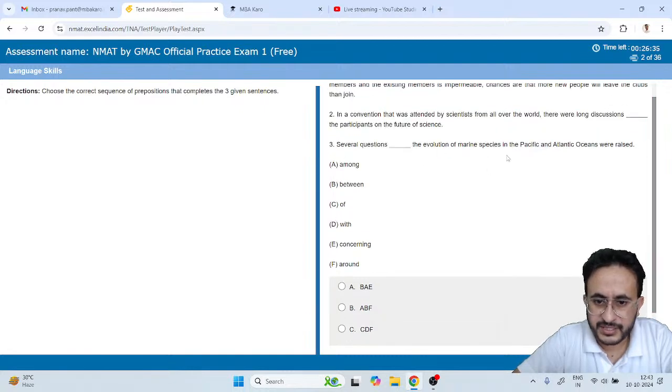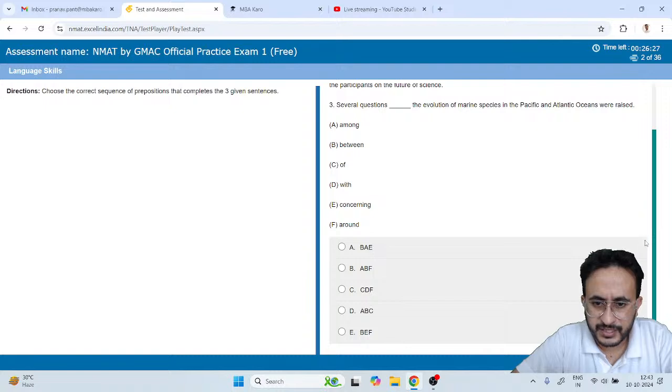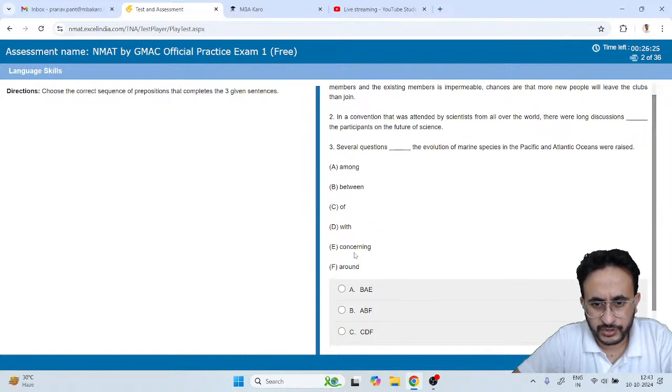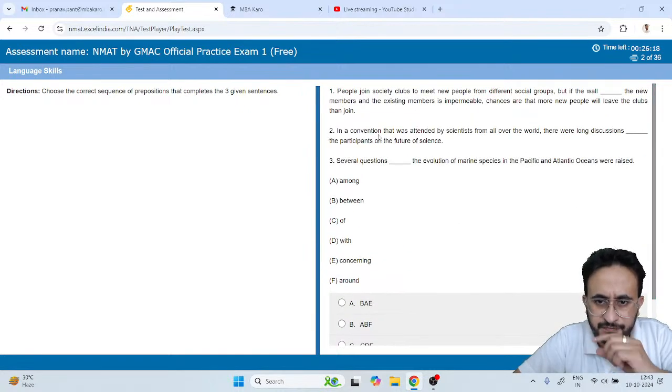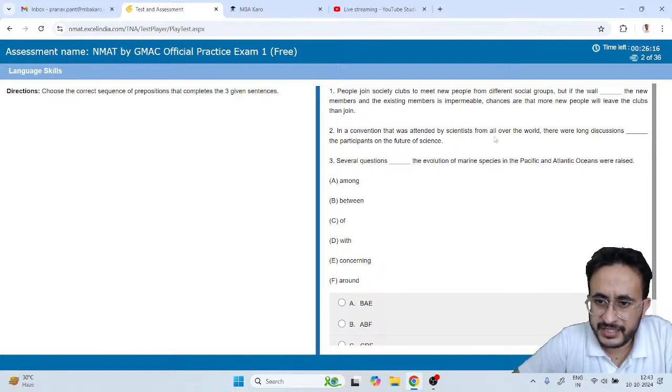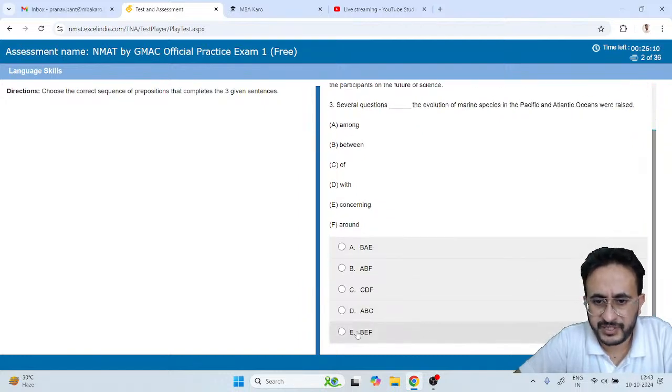Several questions evaluation of marine species in were raised. Okay, so if we see the last one, it is F or E, around could be the one, right? So B, E, F. Let's see this one. In a convention that was attended by scientists all over the world, there were long discussions concerning the participants of future of science. So B, E, F makes sense.